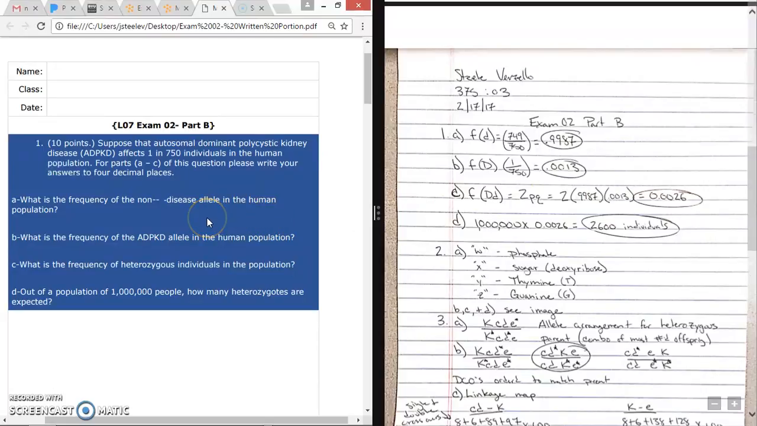For D, out of a population of 1 million people, how many heterozygotes are expected? So you just take that frequency for your heterozygotes that we just calculated, multiply that by 1 million, and we should get right around 2,600 individuals that are expected heterozygotes.